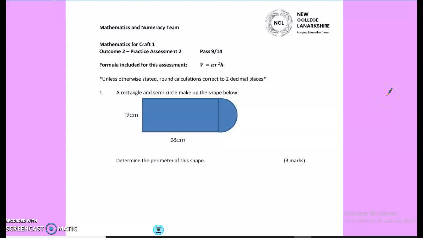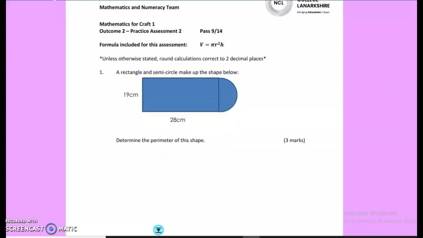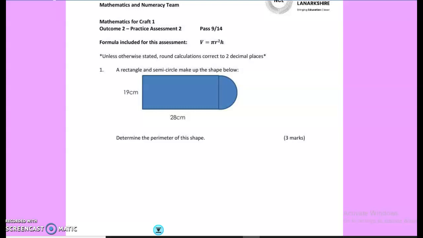Okay, the second practice assessment then. Let's have a go at this one. Start by finding the perimeter of this shape. Perimeter is the distance around the outside, so we add up as we go down. So starting here, 28, add 19, add 28. I'm now here, I've just got this curve bit to do.